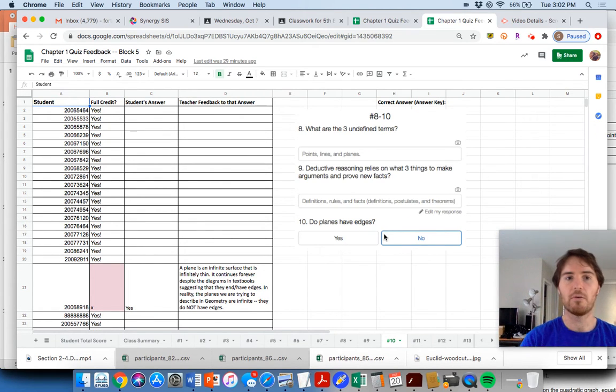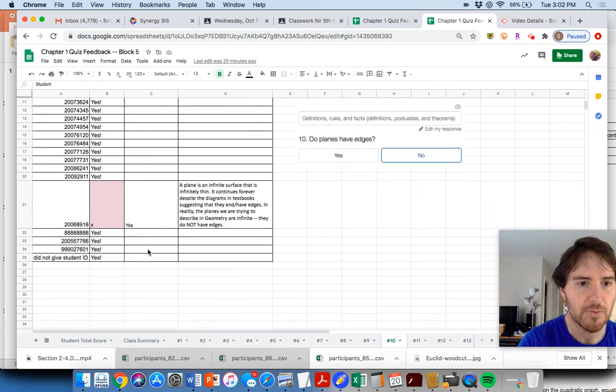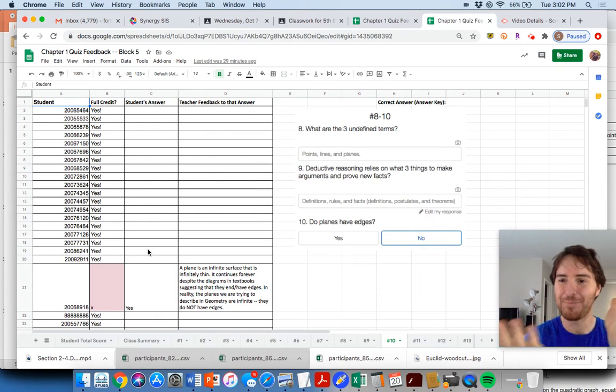All right, next one here. Do planes have edges? No, they do not. Most people got this one right. You got this one right, but you got how many planes contain the 3 collinear points? Anyway, do planes have edges? They do not. They go forever. They're infinite surfaces. Nice job there.